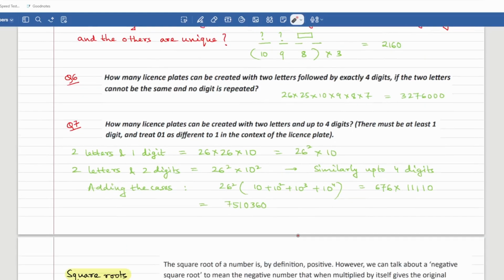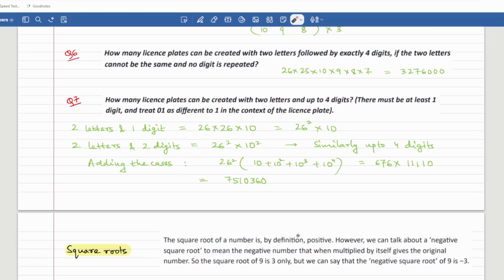Alright. Moving on. Square roots. The square root of a number is by definition positive. Remember this. When I say square root of x, it means the positive part. That's why the graph of the square root of x is like this. It's only the positive part. Standard definition of square roots.